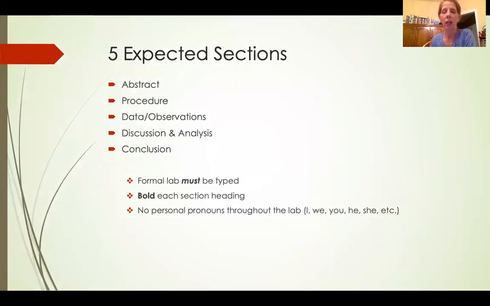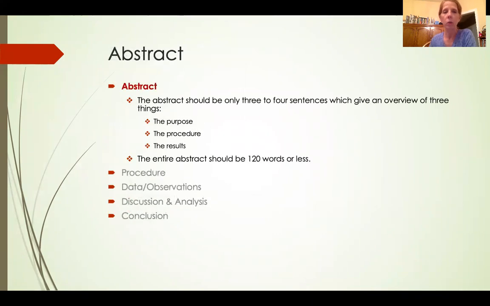Again, there are 5 sections in your formal lab. We have an abstract, a procedure, the data and observations, a section called discussion and analysis, and then a conclusion. The formal lab does need to be typed. You're going to bold each section heading just like you did in the pre-lab. And again, no personal pronouns will be used throughout the lab. Let's jump right into the first section, which is the abstract.